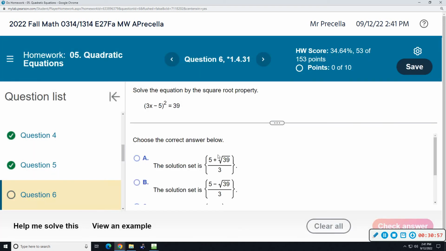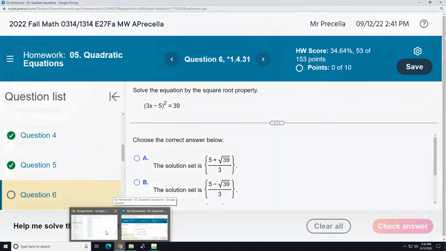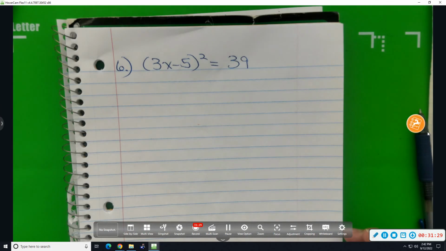Once we get to the quadratic formula, you might have some ugly answers. Number 6 is paying homage to the old Pearson, the way it's a multiple choice. But still, write it all down. We'll do it as if it's not a multiple choice.